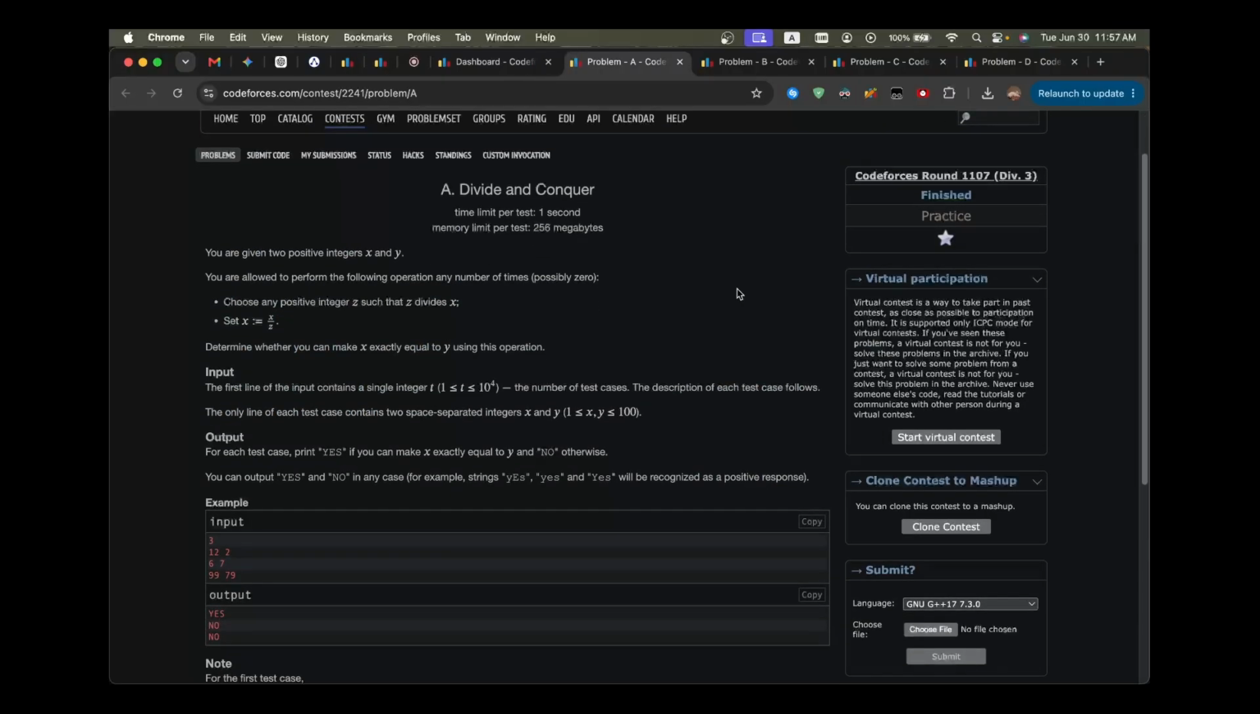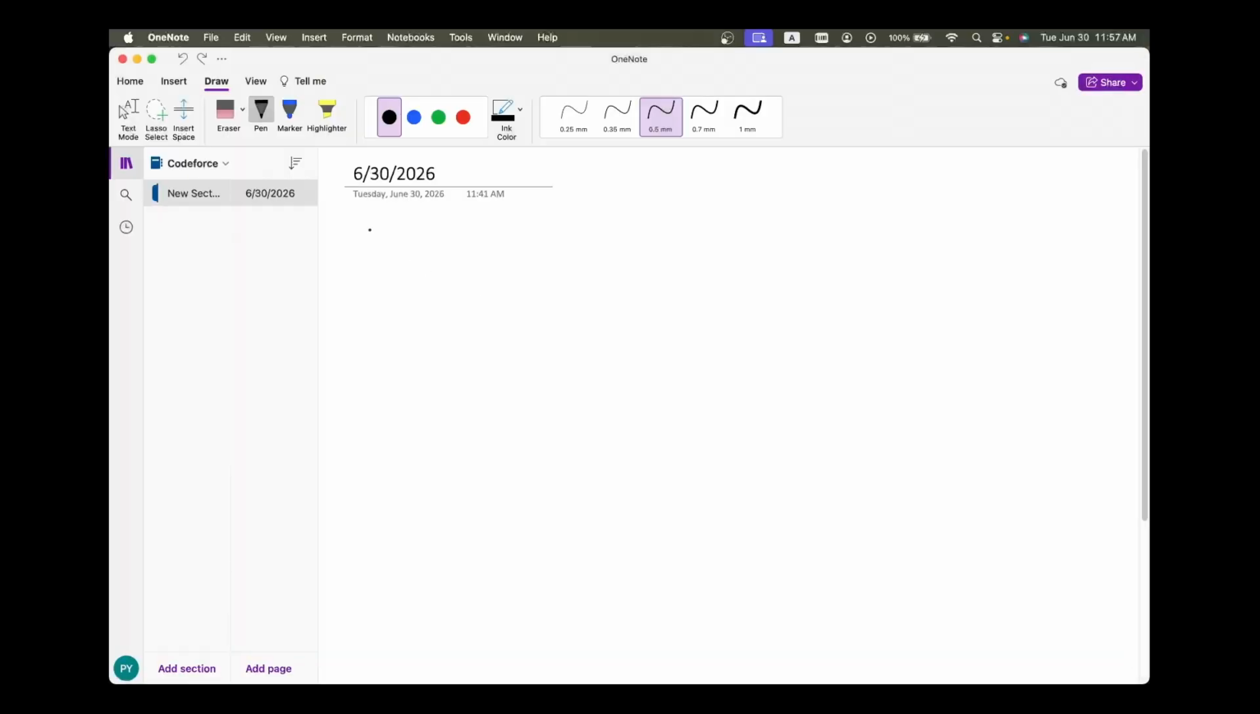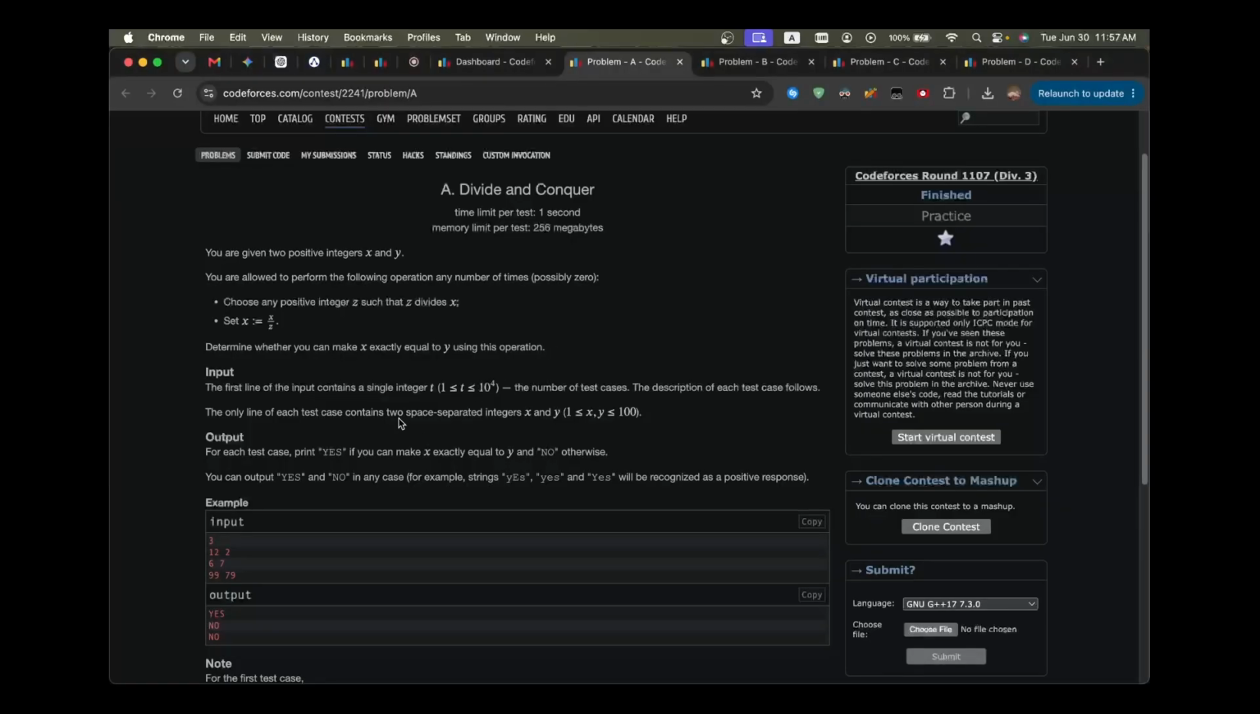So it gives you two positive integers, and then you're supposed to check if you can choose a positive integer z such that z divides x, and then let x be the result of x divided by z. Okay, so we have x and y, and then x is being divided by z, and you want this to be equal to y, right? Yes, make x exactly equal to y.